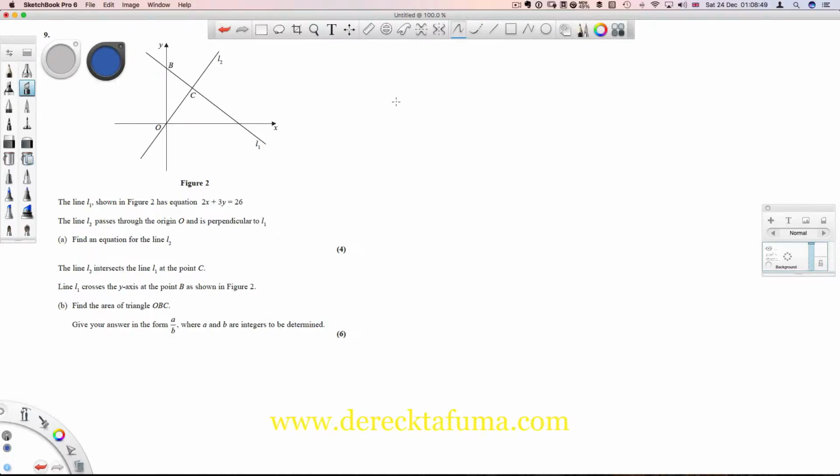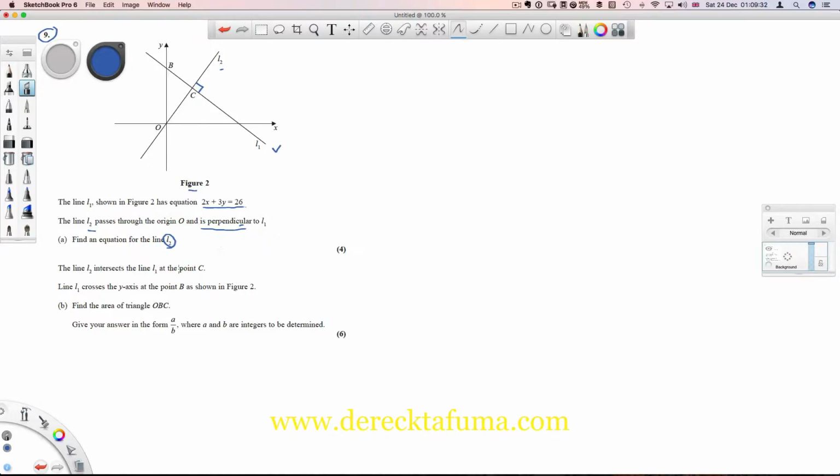Okay, question number 9. The line L1, which is that line here, shown in figure 2, has equation 2x plus 3y equals 26. The line L2, which is that line, passes through the origin and is perpendicular to L1, which means it's at right angles to L1. Find an equation for the line L2.